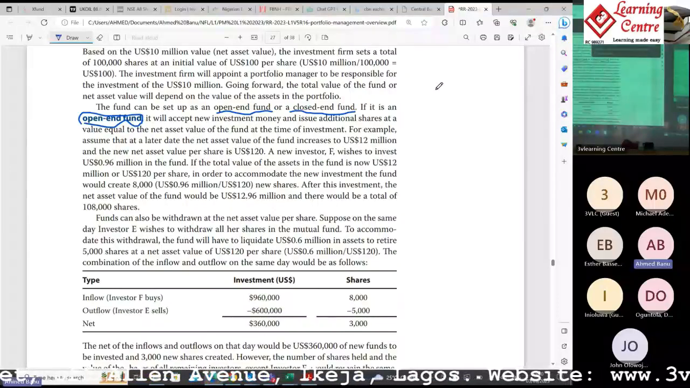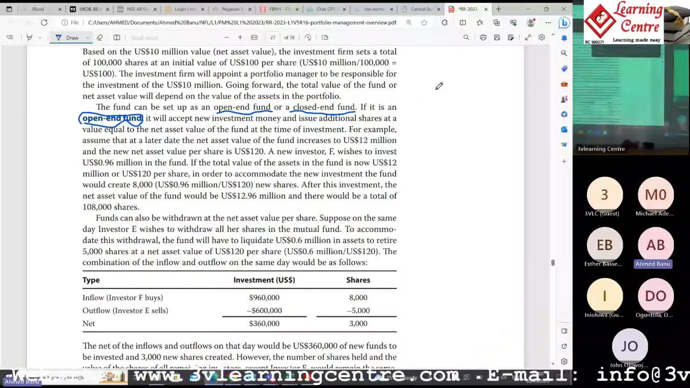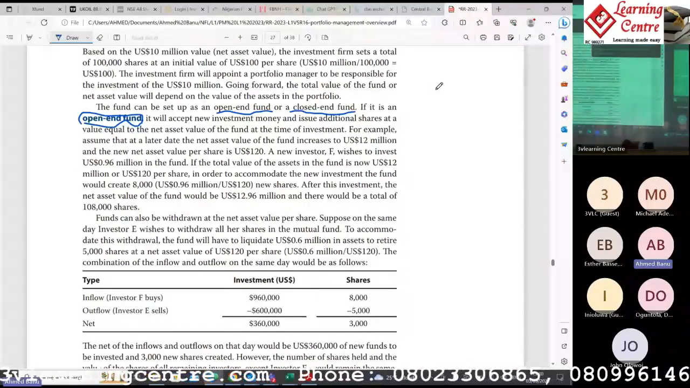Now, closed end again, there's no free exit. Meaning that if at a point in time you come and say you want your money, the fund manager does not have the liberty to give you cash. The only thing the fund manager can do is help you sell your unit, meaning that if there's somebody available to take on your unit, he would pass it over to the person, collect the money from the person and give it to you. Otherwise, there's nothing the fund manager can do. So that's the difference between open end and closed end.